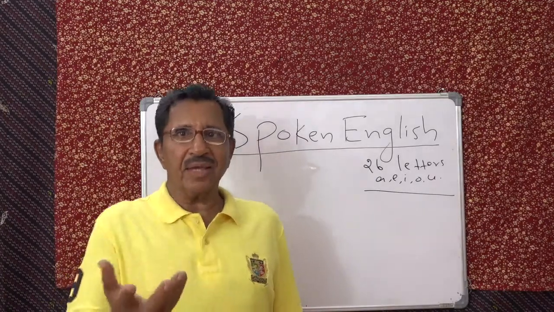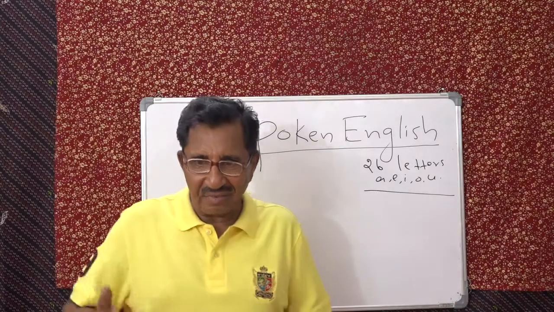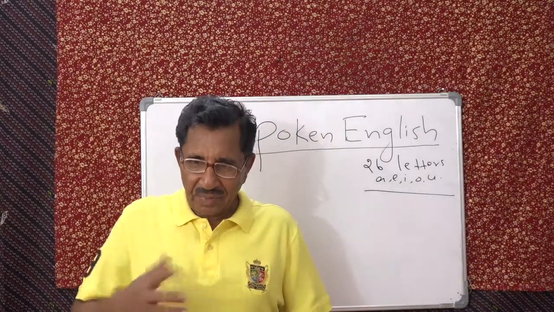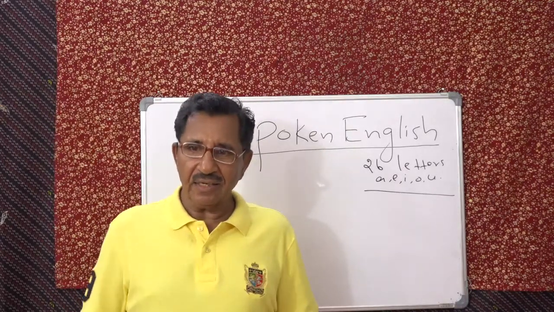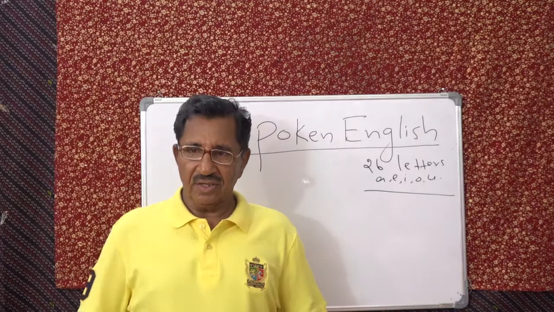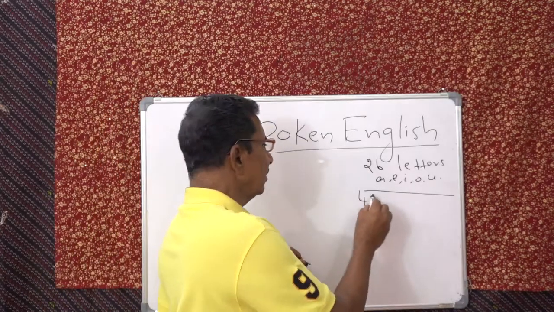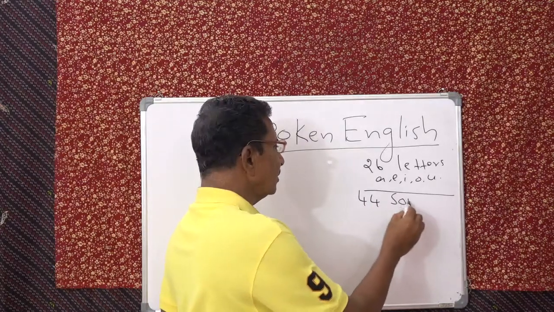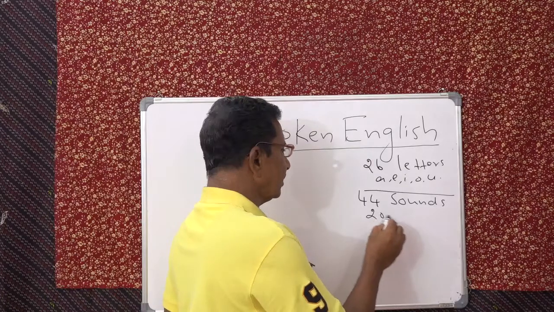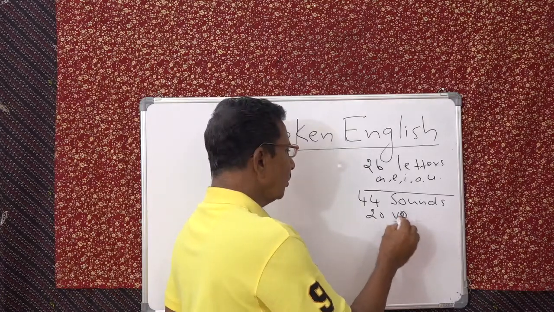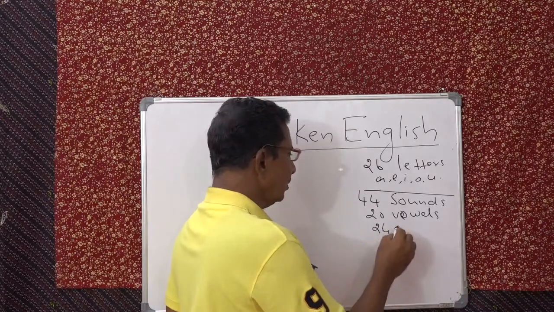But for speaking, you cannot use alphabets. How can you use alphabets for speaking? For speaking, you require sounds. That is why we studied sounds of English. And we saw that there are 44 sounds. Of these, we have 20 vowel sounds and 24 consonants.